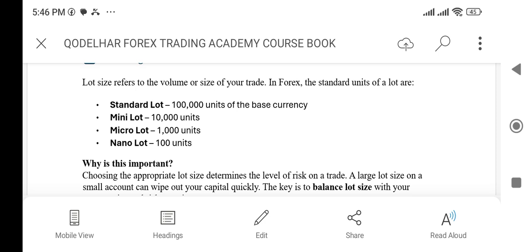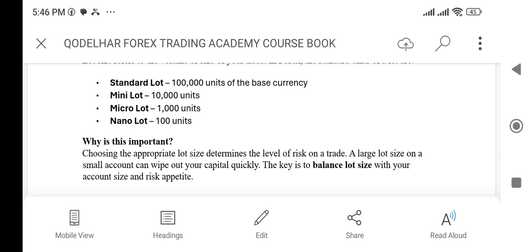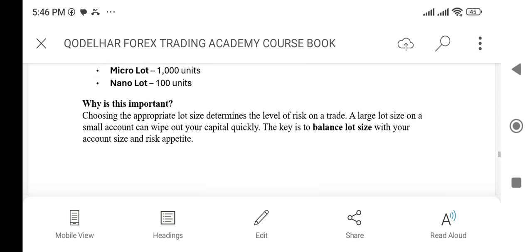Then we talk about micro lots, which start from 0.01 to 0.09. Then we talk about nano, which is very infinitesimal. It's not common to be trading with this kind of lot size. Why is this important? Choosing the appropriate lot size determines the level of risk on a trade.